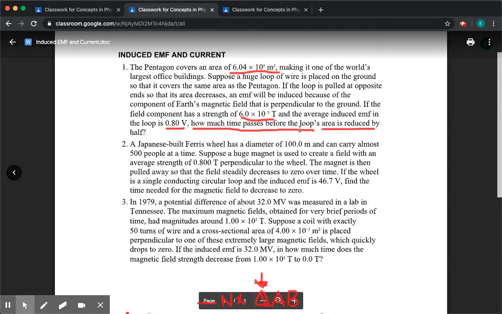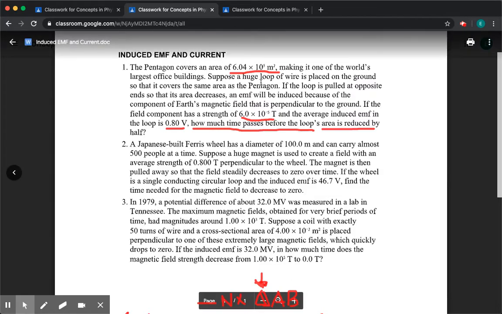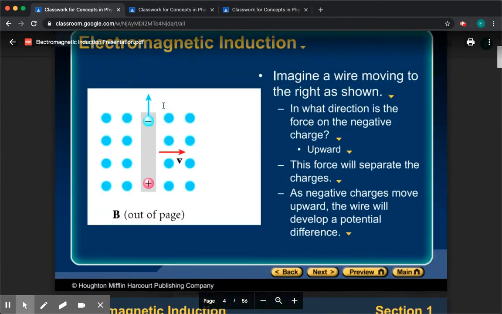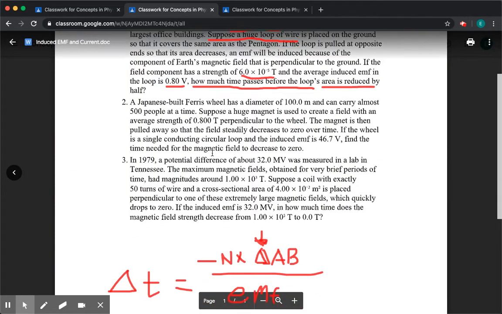So the problem does not tell us how many loops we have. But what it does say is we have a huge loop, okay? So since it says we have a huge loop, I'm guessing that we are meant to assume that we only have one single loop, similar to the one that we covered in the beginning here. So I'm guessing we just have one gigantic loop. That's what the problem wants us to think, okay?